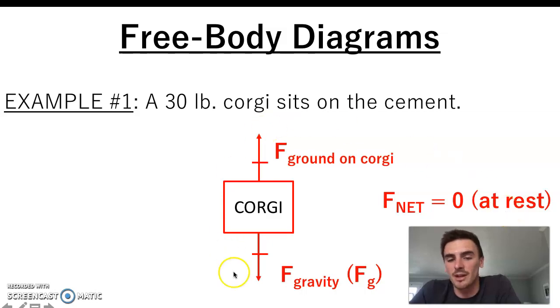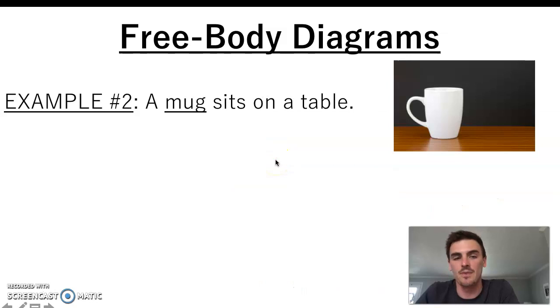He's not moving. You've got to think about what forces are acting on that object and what story it is telling when you're all done. Do your forces match up with its motion? Since the corgi's sitting there, we know the forces should cancel out and be balanced, which they are in this case. Example number 2 is a mug sits on a table.